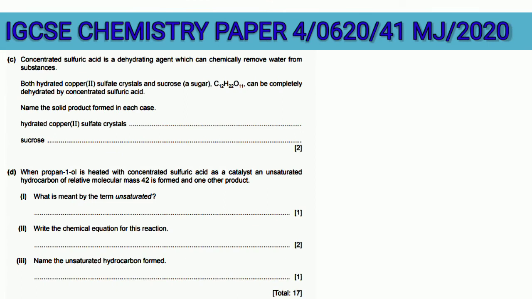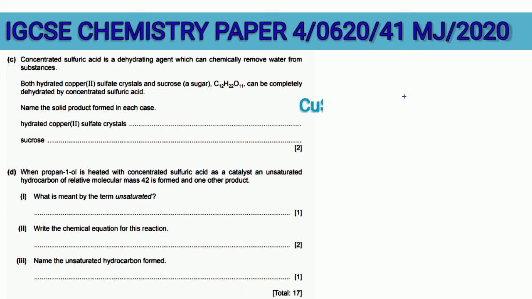Sub-question C. Concentrated sulfuric acid is a dehydrating agent which can chemically remove water from substances. Both hydrated copper-2 sulfate crystals and sucrose, a sugar, C12H22O11, can be completely dehydrated by concentrated sulfuric acid. Name the solid product formed in each case.